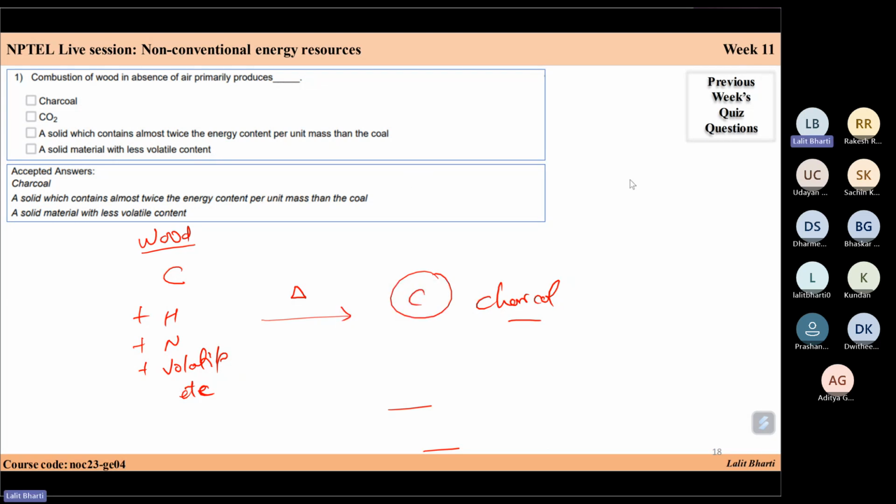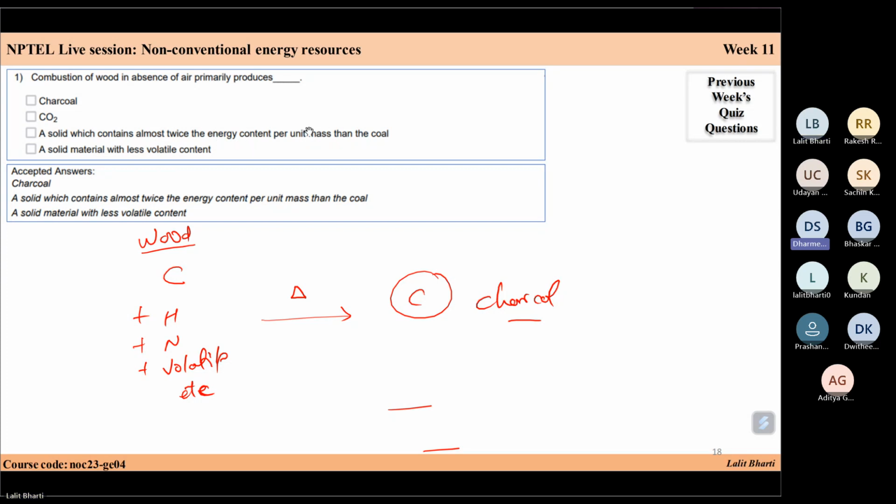Okay, so let us finish our remaining questions from the previous week quiz. Question one: combustion of wood in absence of air primarily produces what? We have charcoal, CO2, a solid which contains almost twice the energy.